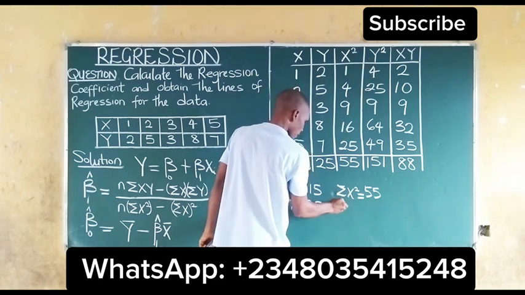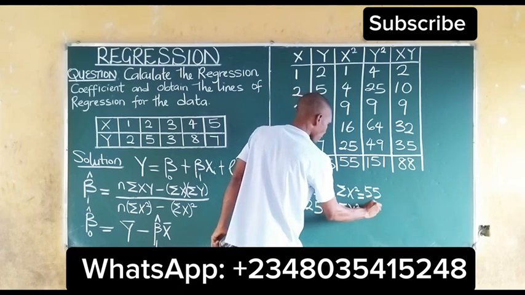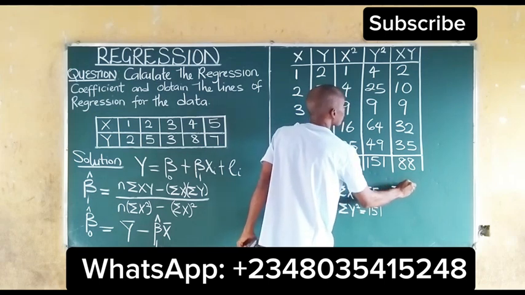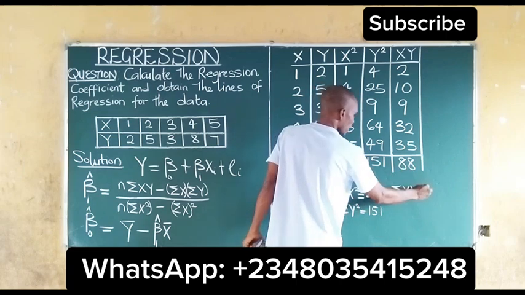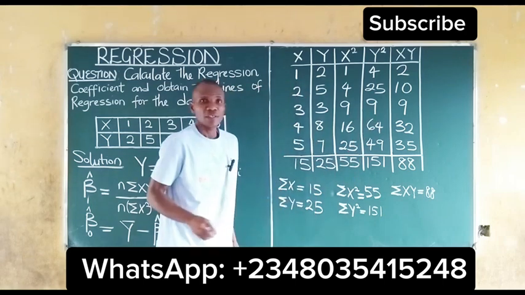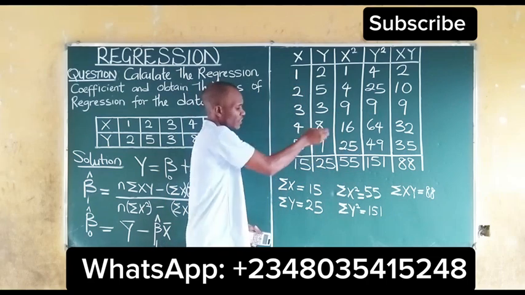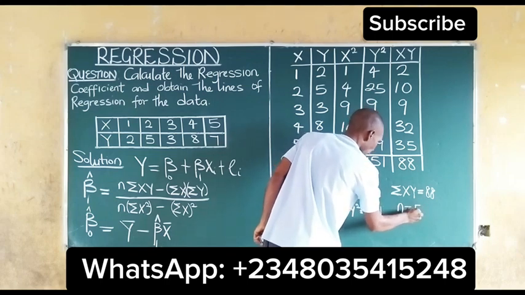Summation of y squared is equal to 151. Summation of xy is equal to 88. Now, what is our n? N is the number of data given, which is 1, 2, 3, 4, 5. So we have 5 columns there. Our n is equal to 5.